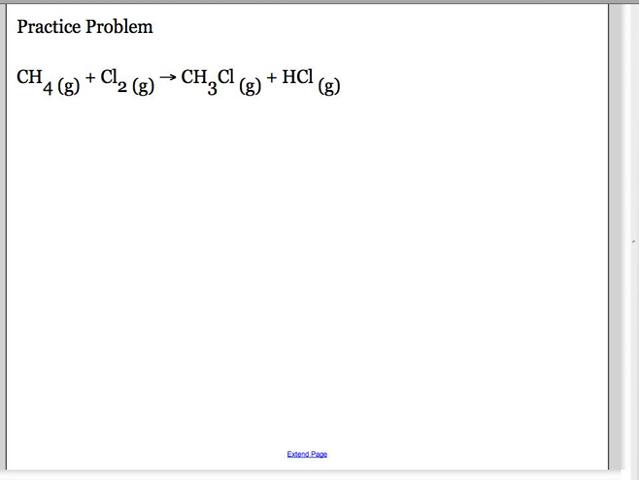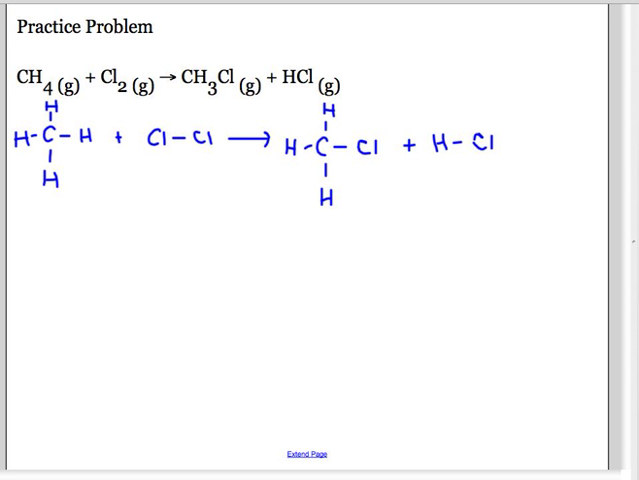So here's the one we're going to do. We have methane reacting with chlorine gas to make chloromethane and hydrogen chloride gas. I'm just going to draw them out quick. I'll pause it and then come back so you can see the pictures, so we don't waste that much time. Keep in mind, you need to know what these look like so you can figure out what's breaking and what's not.